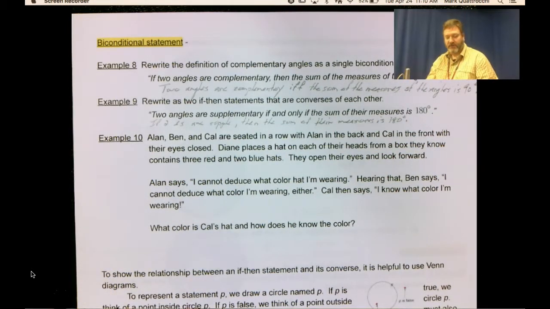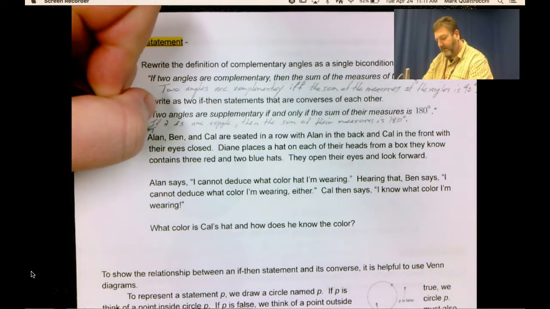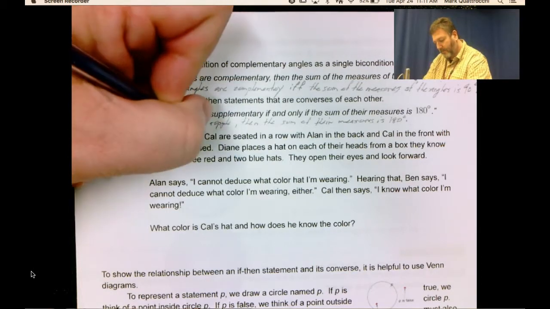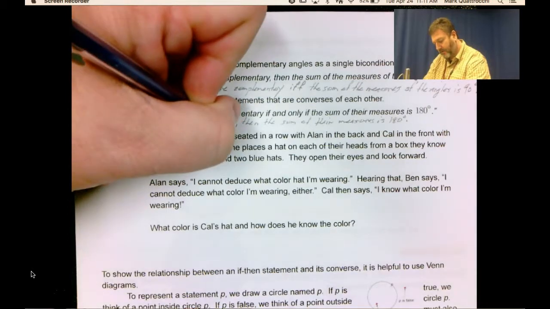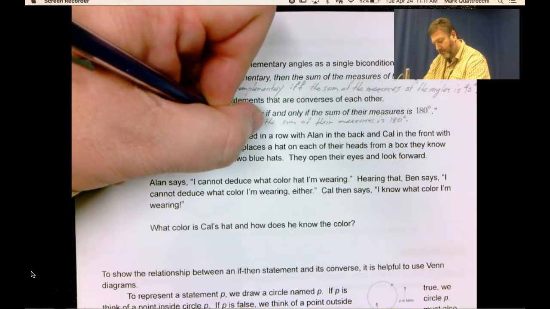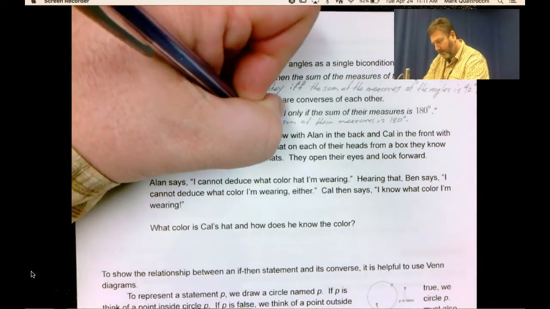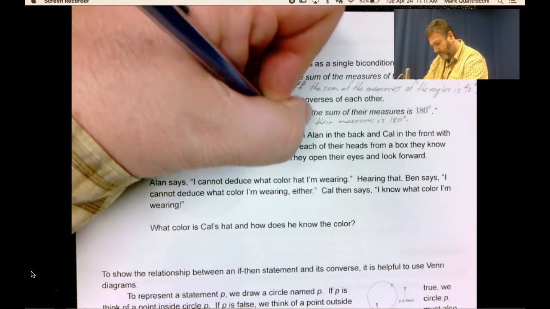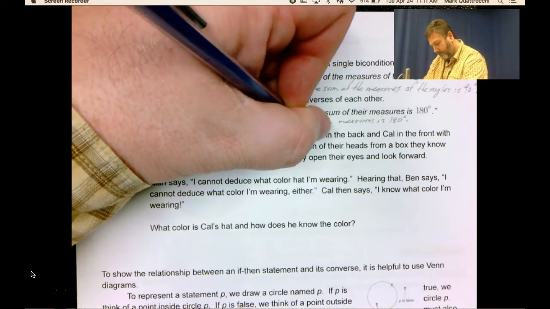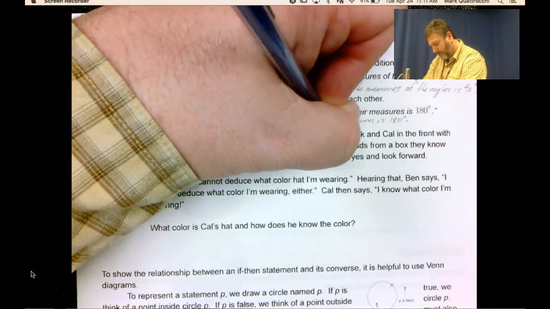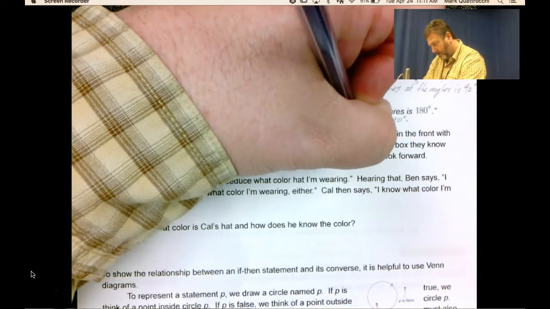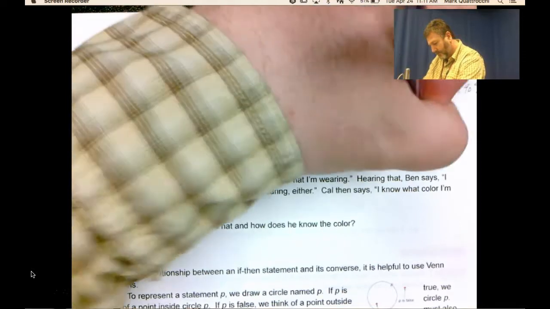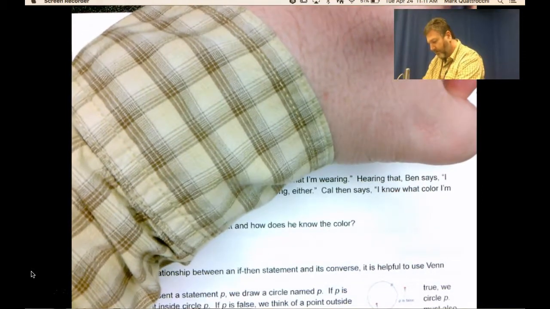It really doesn't matter which one we say is the conditional. And the converse then is, if the sum of the measures of two angles is 180 degrees, then the angles are supplementary.